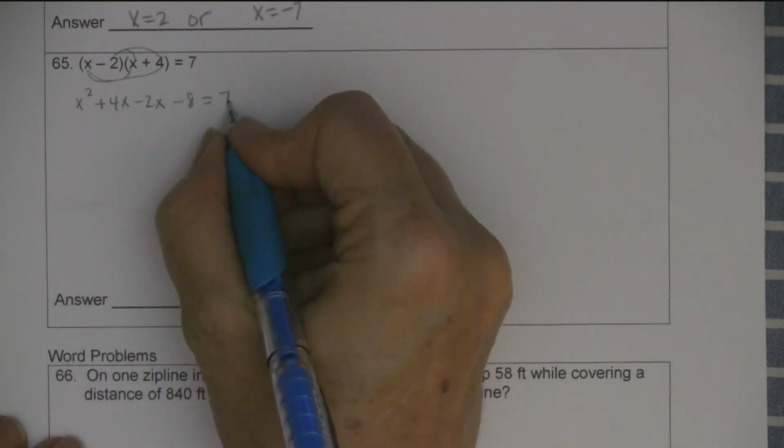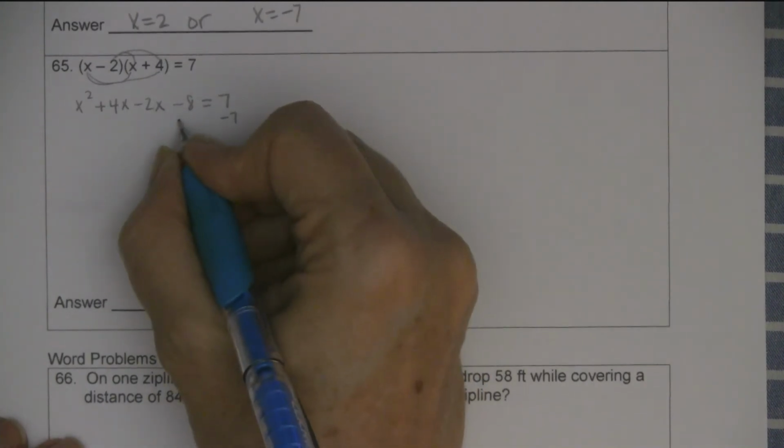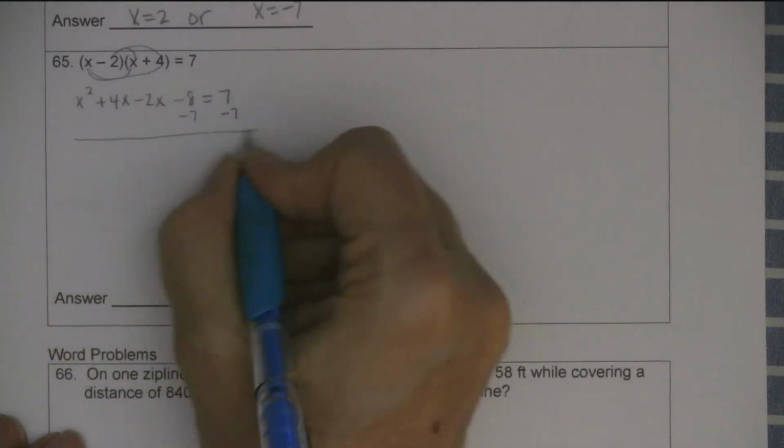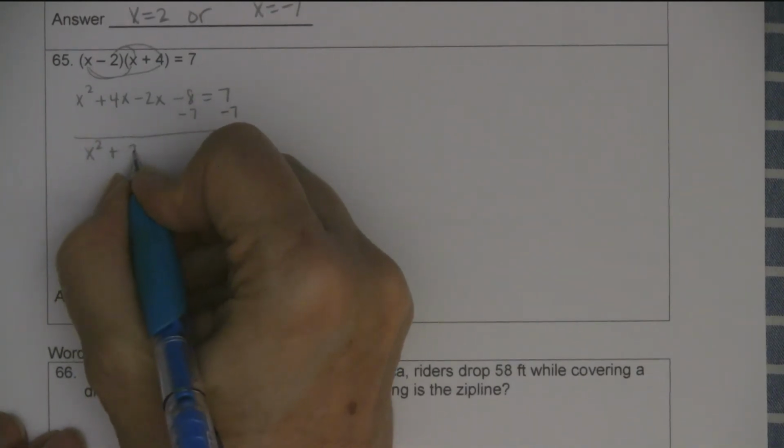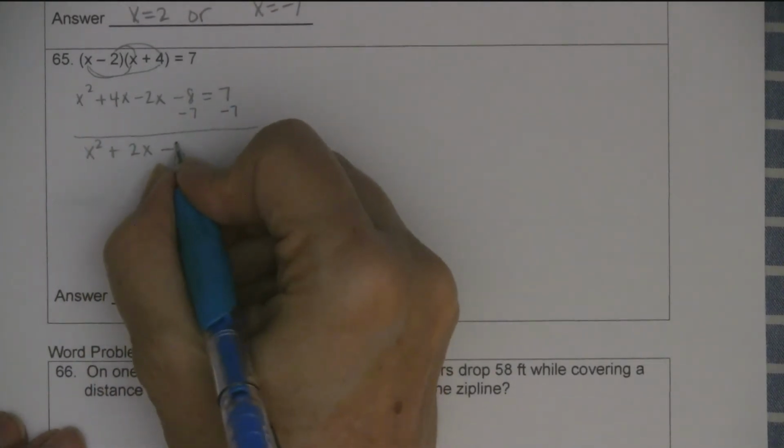So I want 0 on one side, so I'm going to take away 7, and it goes last here. So when the dust clears here, I get x squared plus 2x minus 15 equals 0.